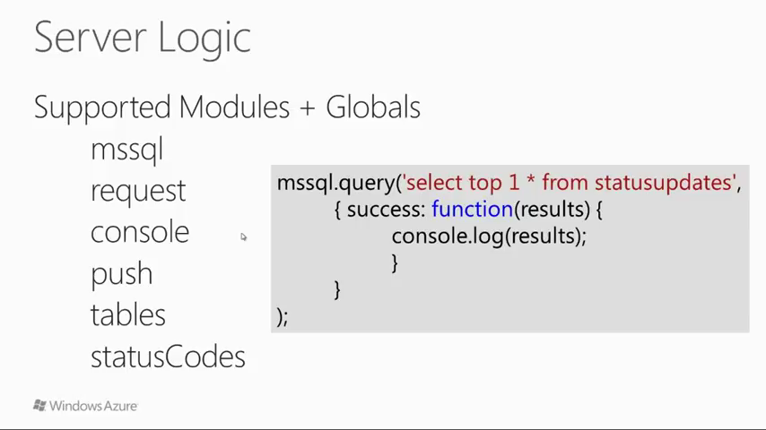We support the request module, so you can perform HTTP requests outbound if you want to call into other services. There's a console module for error logging and such. There's a push module for push notifications. We'll demo that today. There's a tables module, which we'll use as well if you want to get a reference to a table and perhaps write your query in JavaScript, providing, say, a where condition that filters data.